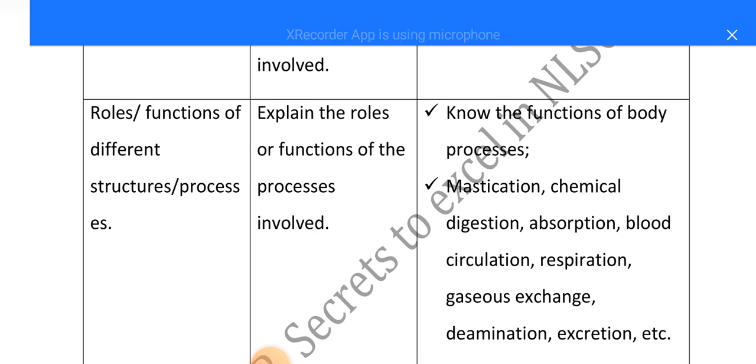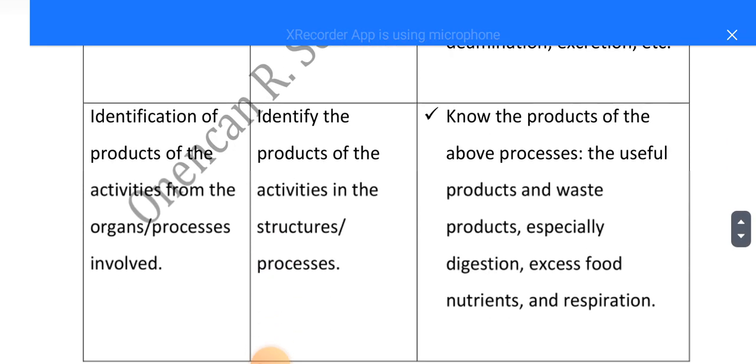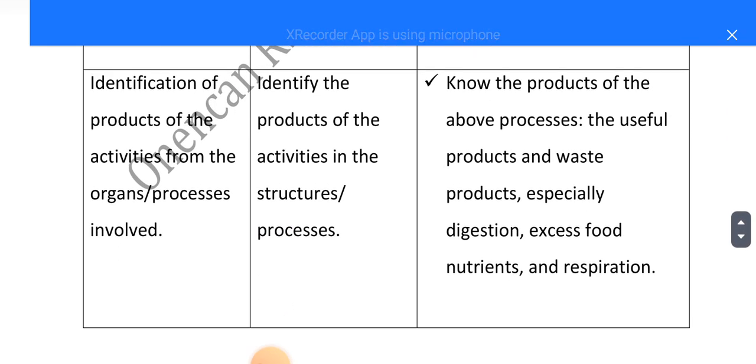You get absorption, blood saturation, respiration, gaseous exchange. You can talk about deamination and excretion. Now, when you look at this, the word which is new there is deamination. Deamination means you are removing an amino group from the amino acid. That is deamination.